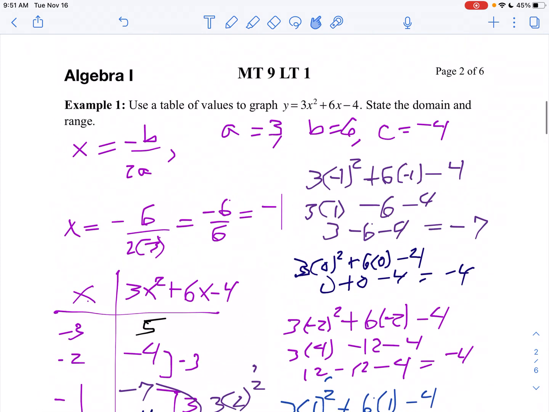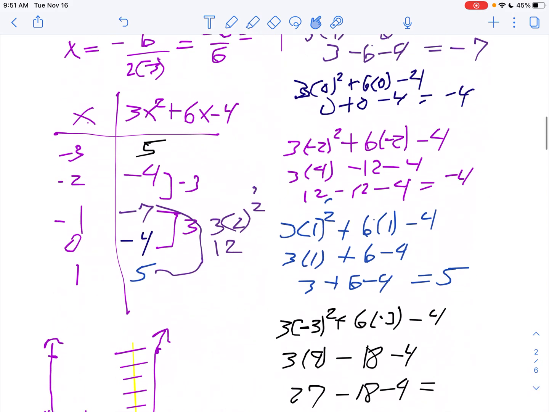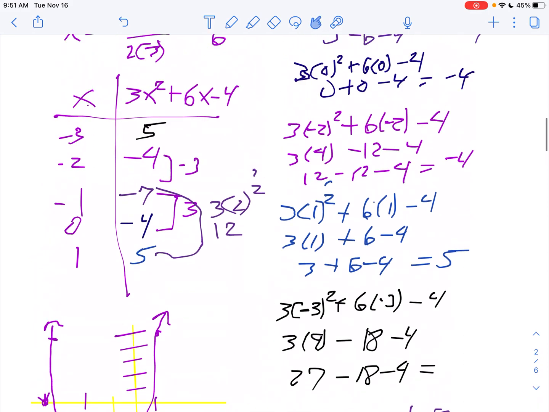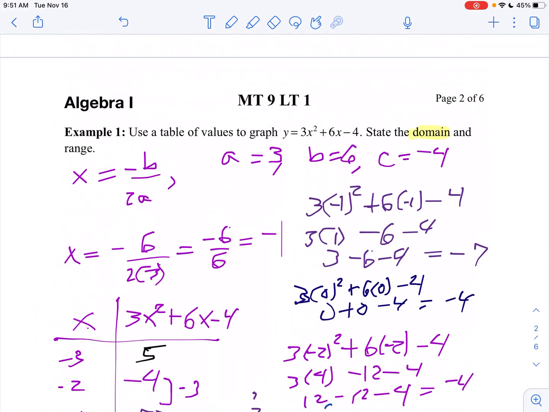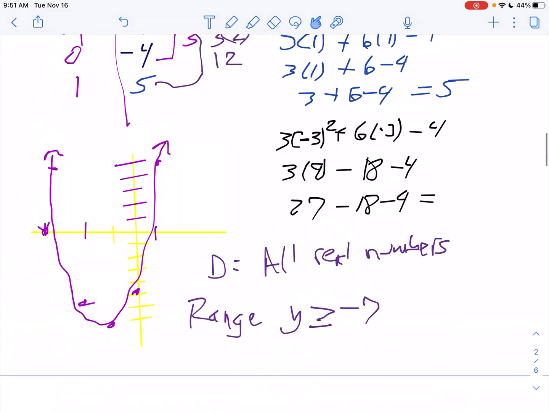Your domain is always going to be all real numbers. That's always going to be true. Your range starts at the vertex. It's the y-coordinate of the vertex. If it's a happy parabola, because it looks like it's kind of smiling at us, then it's going to be greater than that number. If it's a sad parabola, then it'll be less than that number. It's a happy parabola if your a term is positive. If your a term is negative, it's a sad parabola. A lot of work just for that little bit of a graph there.